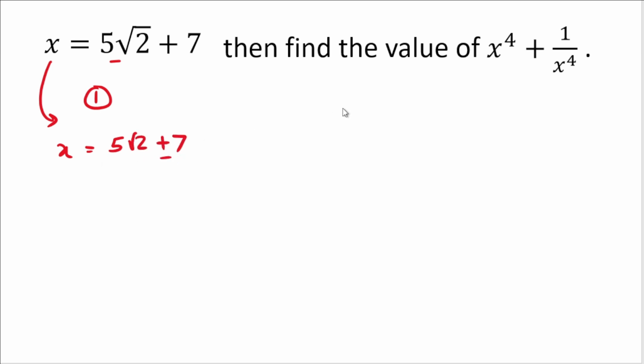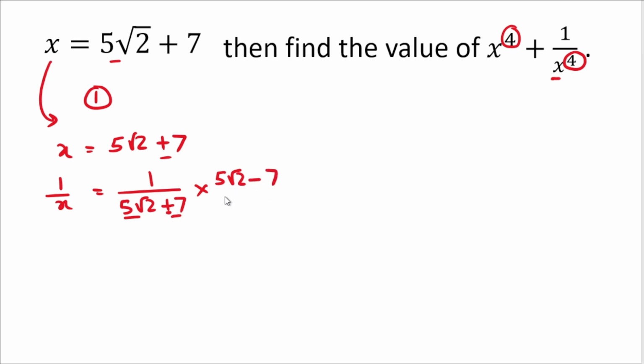Now from here we'll calculate the value of x raised to the power 4 plus 1 over x raised to the power 4. For that we'll have to calculate the value of 1 over x. So the value of 1 over x will be, reciprocally, 1 over 5 square root 2 plus 7. Now for rationalizing the denominator we'll multiply it by 5 square root 2. Here the plus sign is given, so we'll write negative 7, divided by the same value, that is 5 square root 2 minus 7.